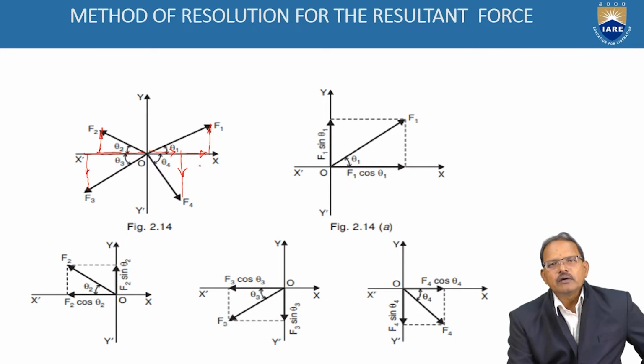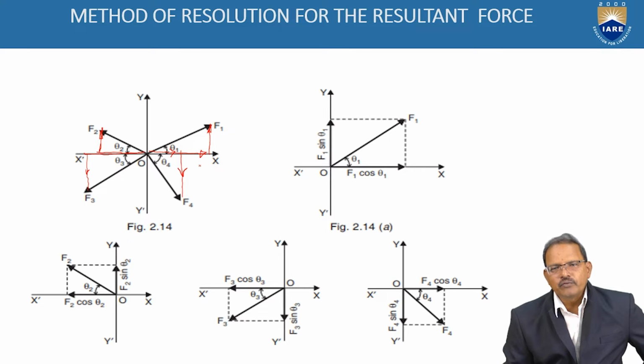Similarly, for the component of the resultant force acting in the vertical direction, the F1 component is positive, the F2 component is also positive, the F3 component is negative, and the F4 component is also negative. So the vertical component is F1 sin theta 1 plus F2 sin theta 2 minus F3 sin theta 3 minus F4 sin theta 4. This is the procedure generally followed to find the components of the resultant force along the x direction and y direction.